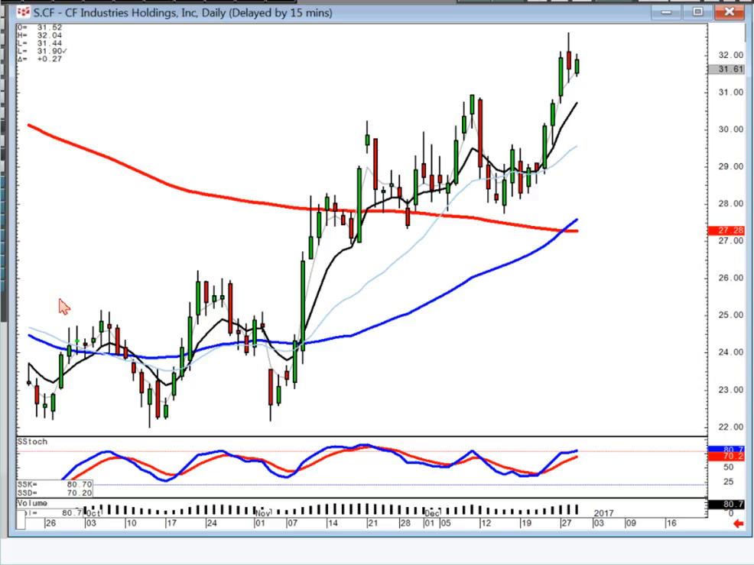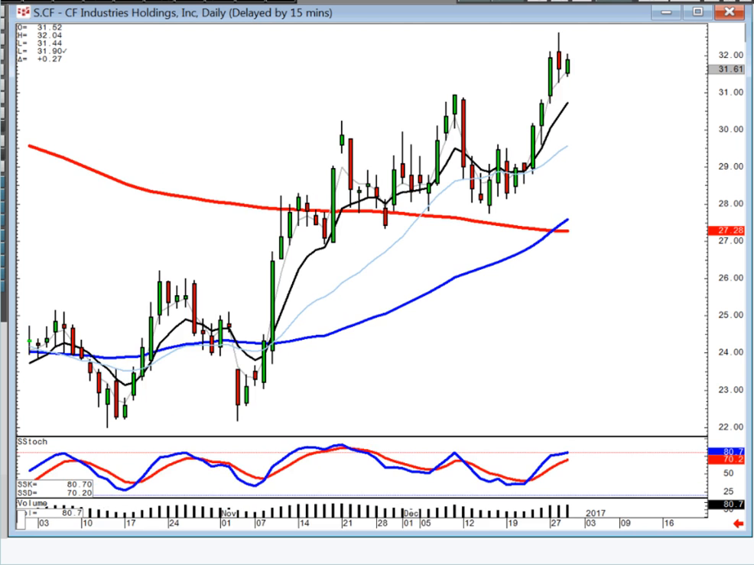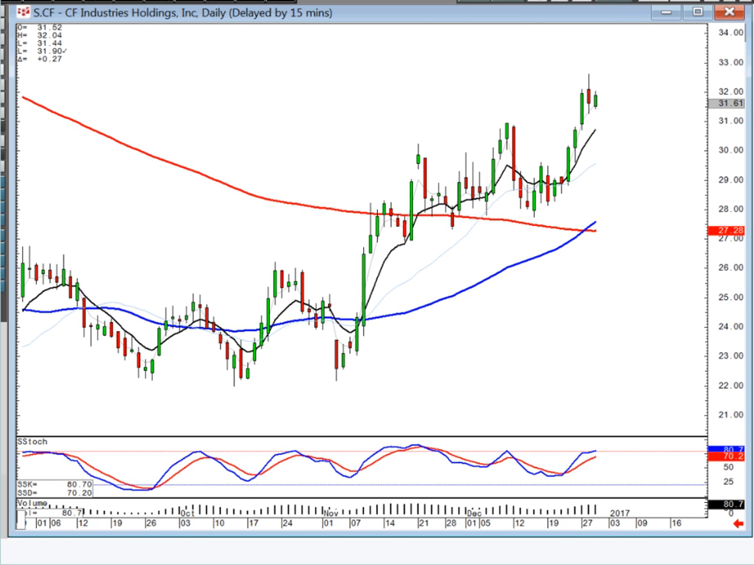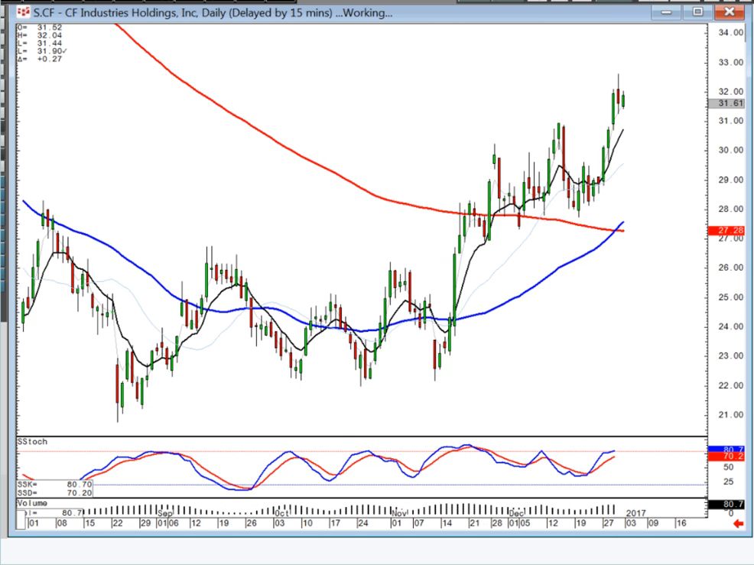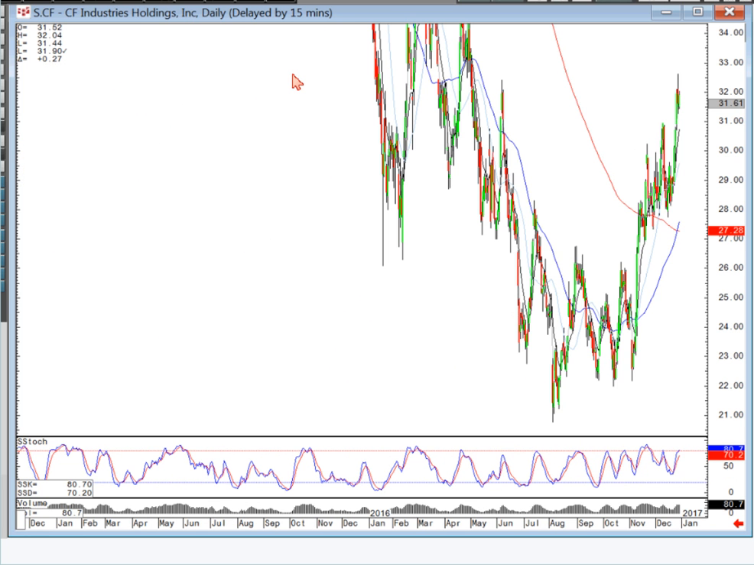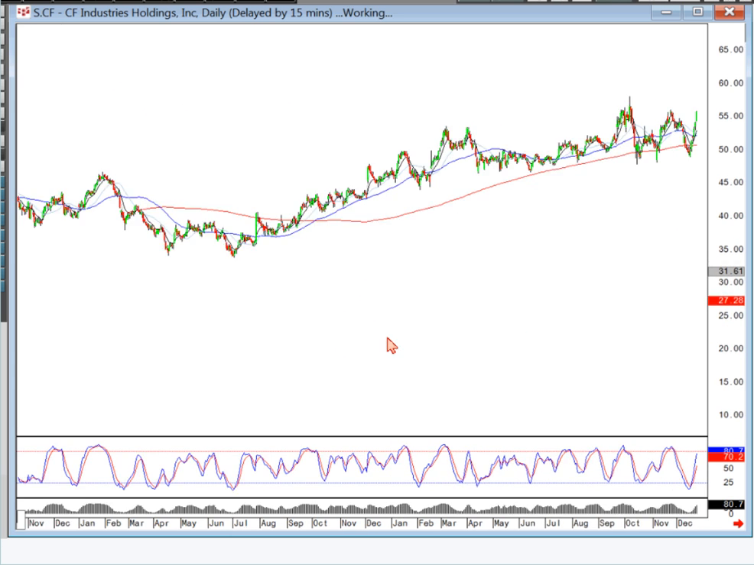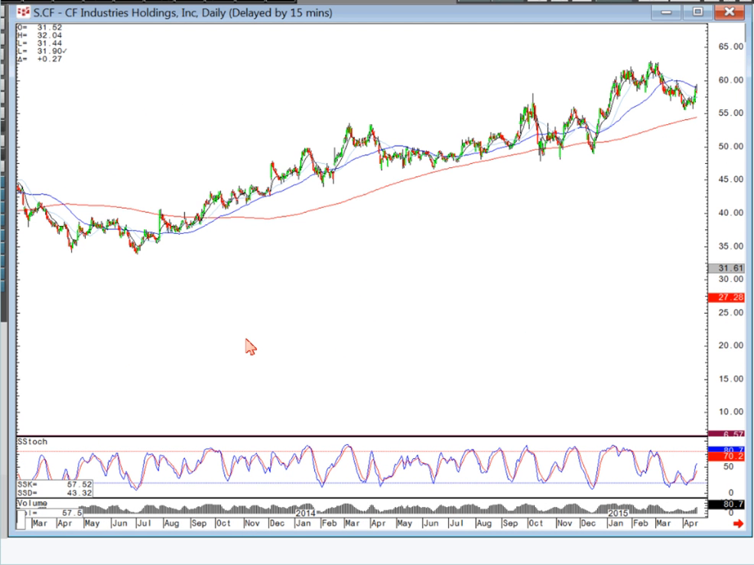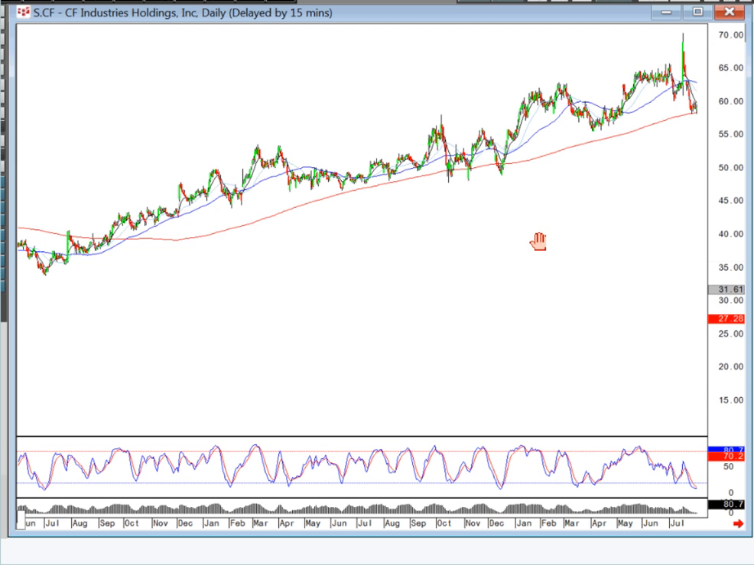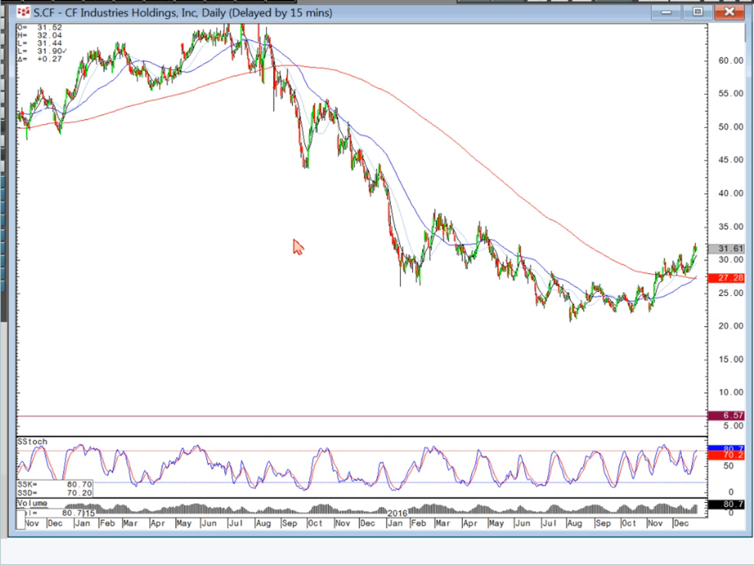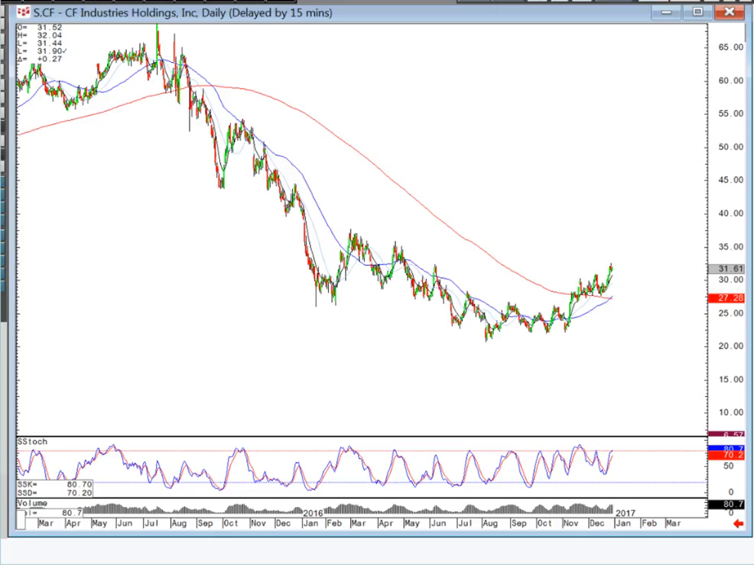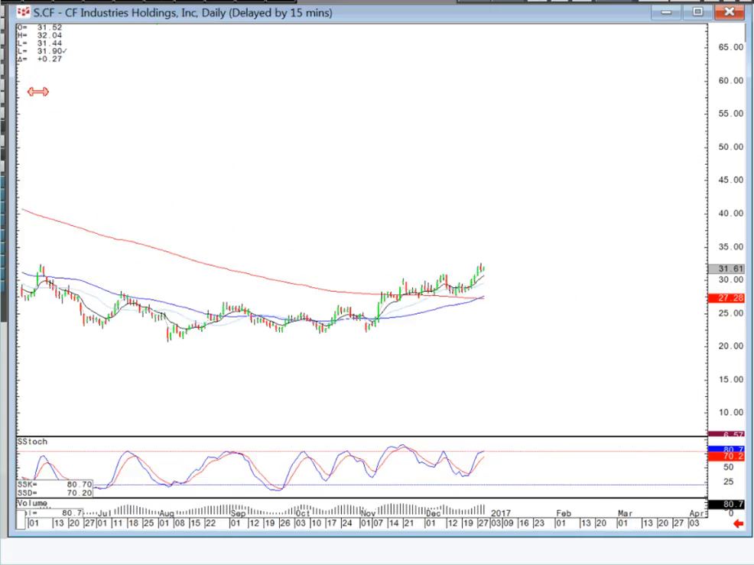CF, all you can do is stay long. This was a real good one. We made a lot of money on CF a long time ago. At some point in the past, it had a nice, long, steady uptrend. That was a good while ago. Now you can see it's starting to bottom out and coming back up.